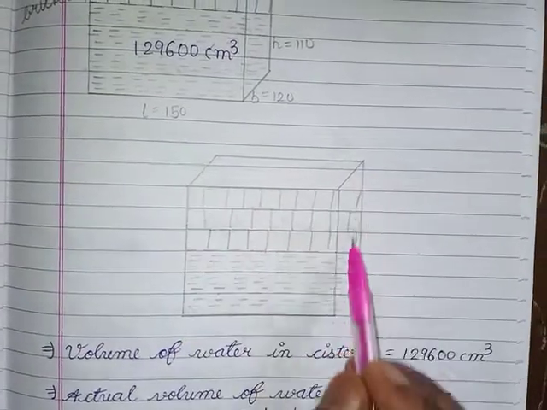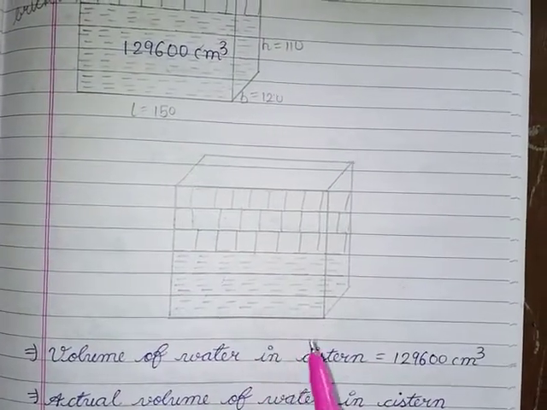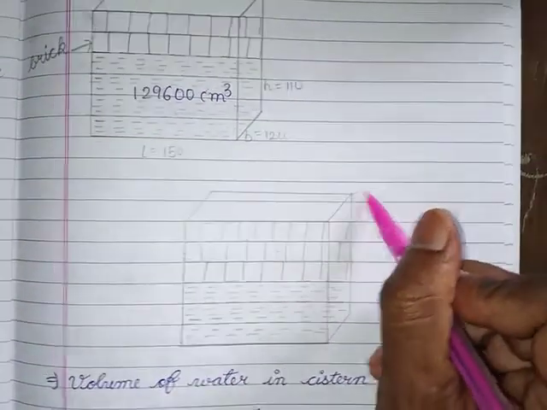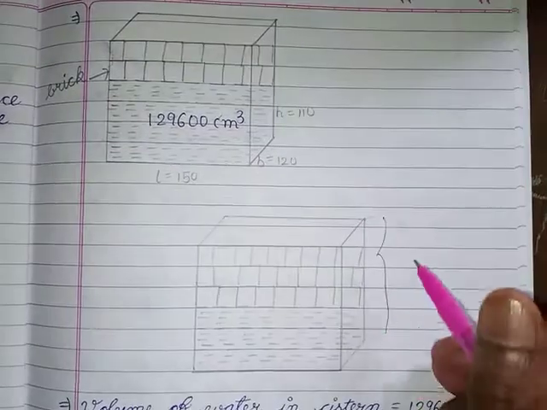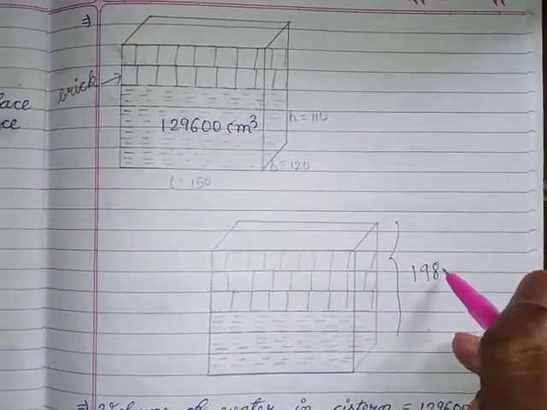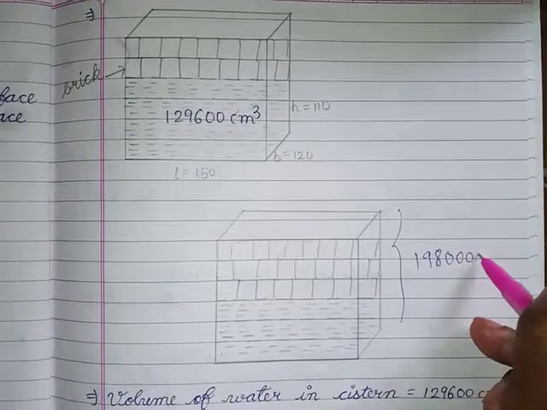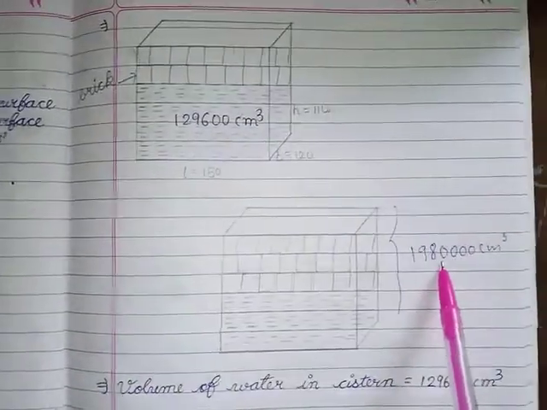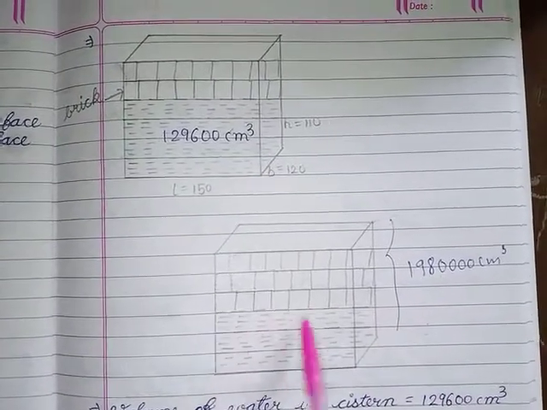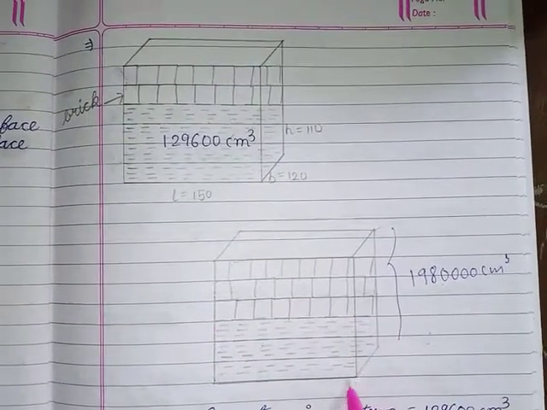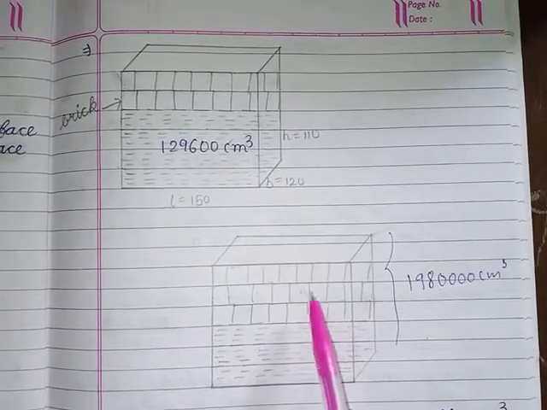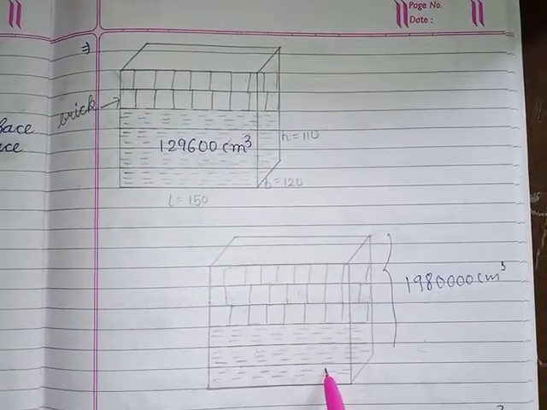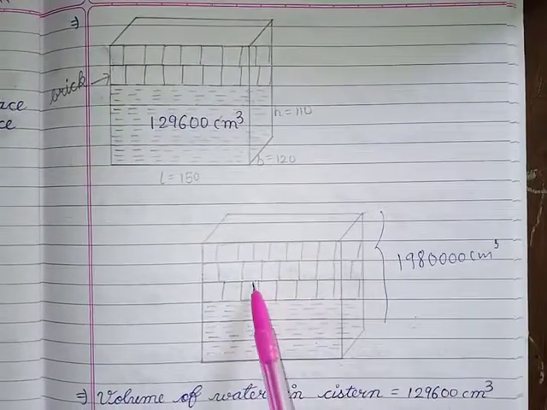This whole cistern is filled, and you can say how much water can be occupied in this: 198,000 centimeter cube of water. So this amount of water is equal to the volume of the water left in the cistern plus n number of bricks. So from here we can get the number of bricks.